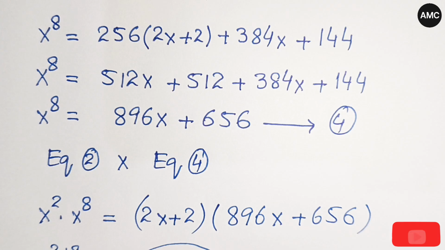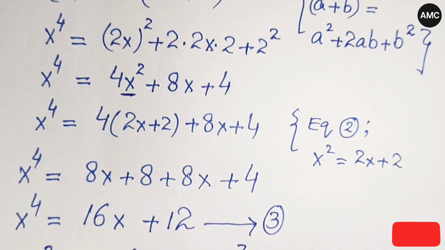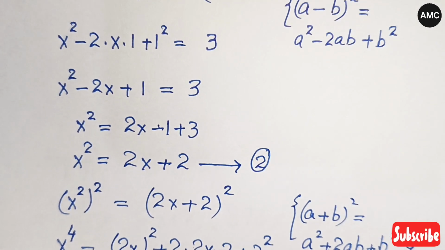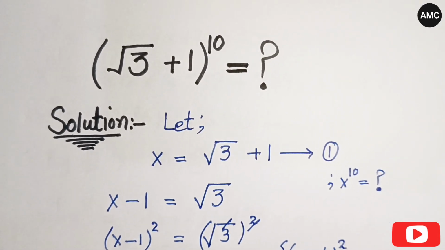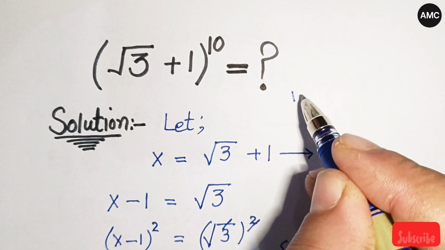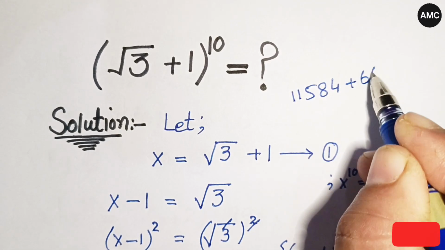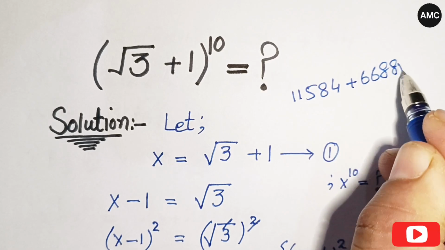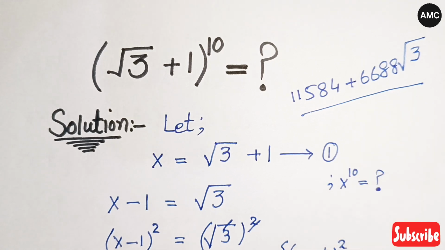So here we have the simplest form of this problem, that is square root of 3 plus 1 whole to the power 10, it is actually equal to 11584 plus 6688 times square root of 3. So it is our final simplest form of this problem.